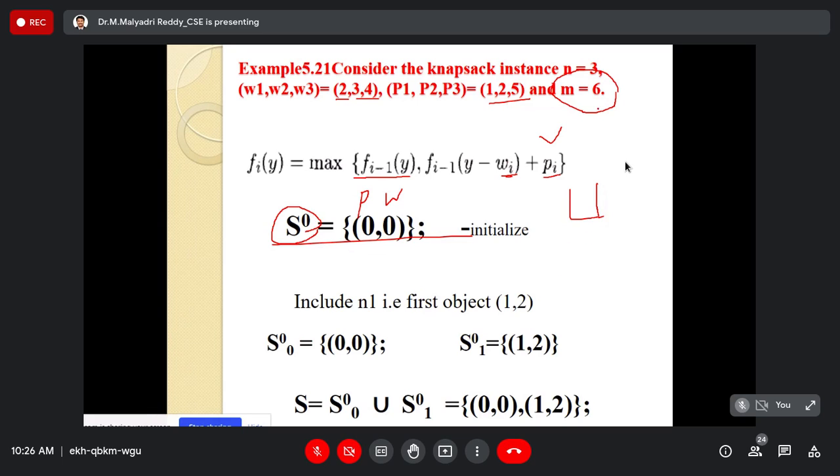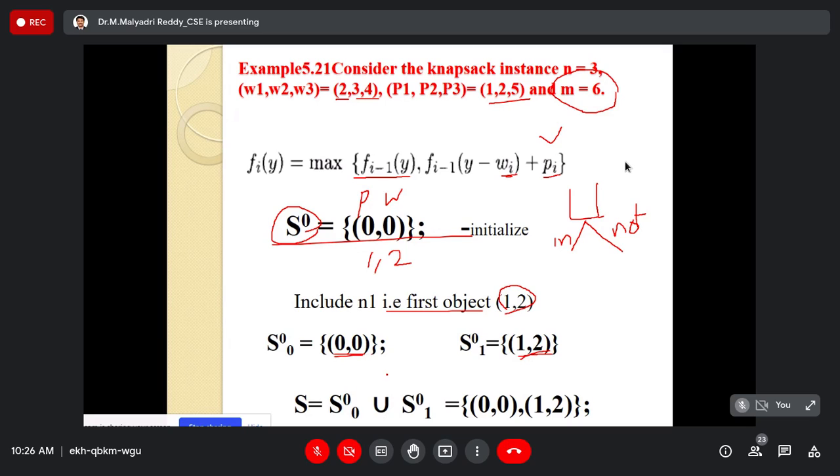I need to fill the 3 objects. From this, first I have to choose the first object for this bag. I can choose in two ways, either include or not include. If include, what is the profit and weight? The first object has profit 1 and corresponding weight 2. If I include that object in the bag, then I will get the solution like this. If not include, I will get this one.